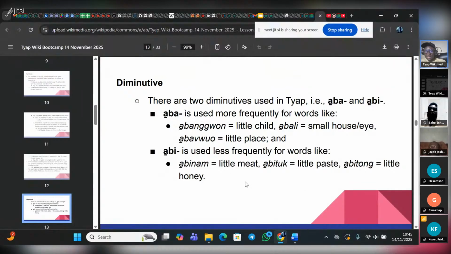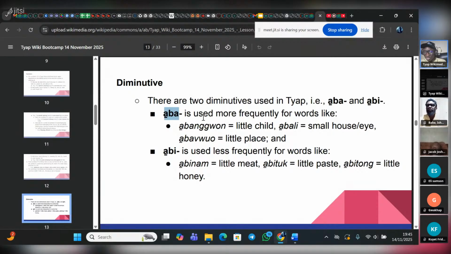But to me, I actually see the aba as being used for countable nouns, and the abi used for mostly or often uncountable nouns, even though there are some exceptions. But the abi is usually for uncountable nouns, and the aba is for countable nouns. And we have examples such as abangon.